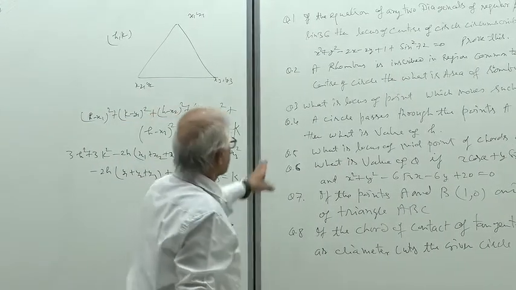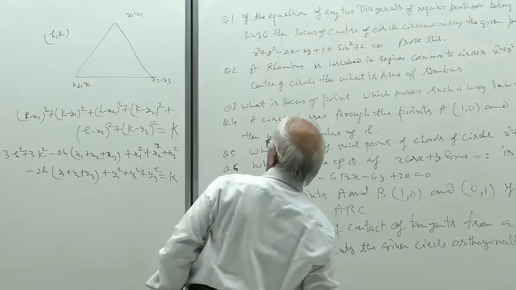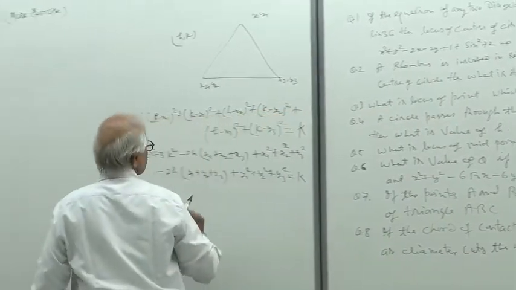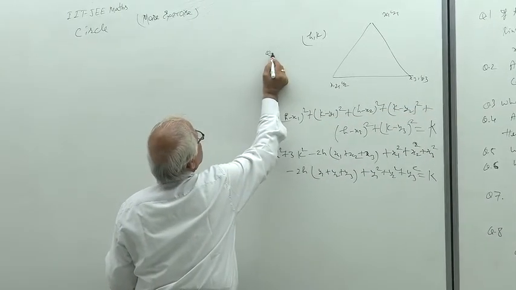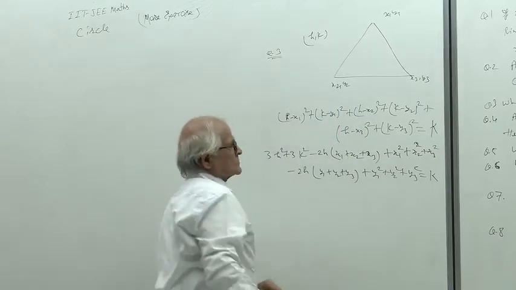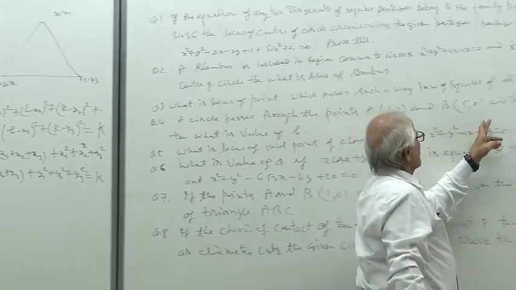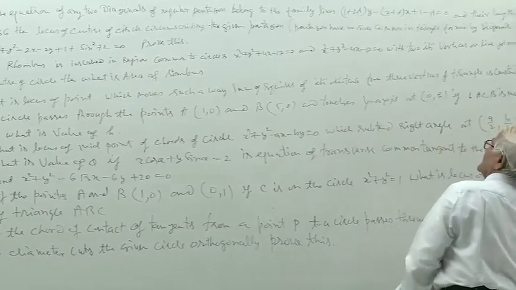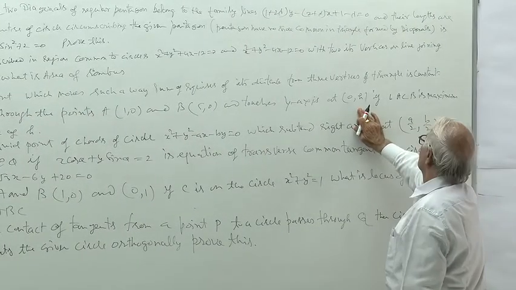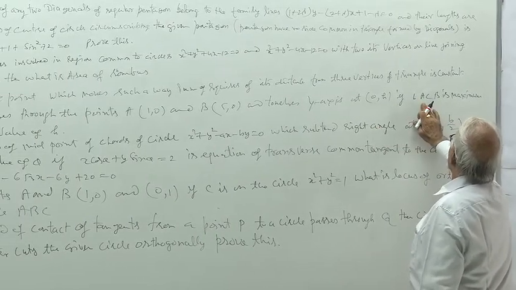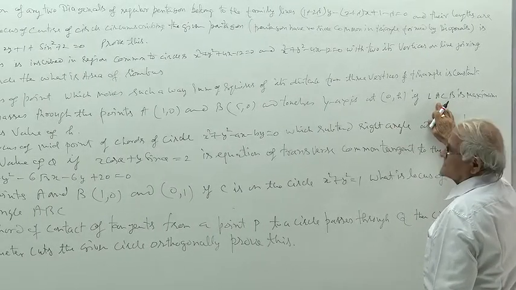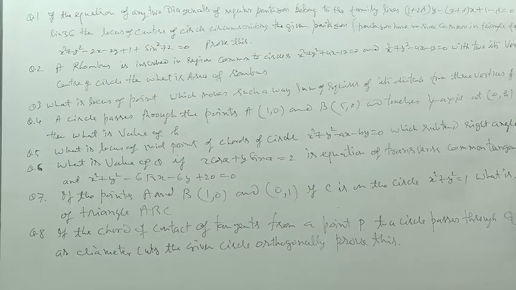Now we come to question number 4. We are going to question number 4. A circle passes through points (1, 0) and (5, 0), touches the y-axis at (0, h). If angle ACB is maximum, what is the value of h?